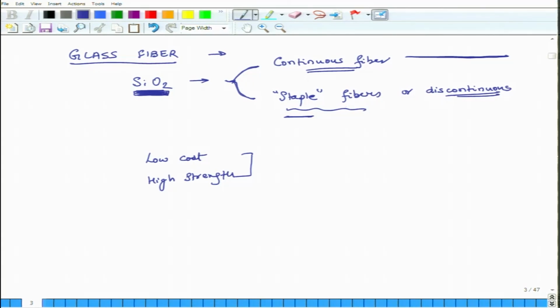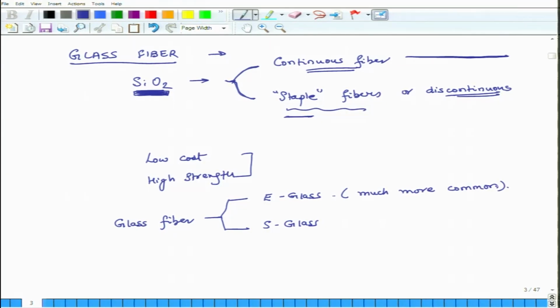Another way to look at is the type of glass, because this glass comes in different varieties. So, one is glass fiber in terms of varieties. Two, broadly speaking, two categories. There are other categories also, but one is the E glass and the other one is S glass. There are other categories also, C glass and D glass, but they are not that much used. But these are two very popular varieties, and amongst these two, E glass is much more common. It is produced in much larger volume and it is much more common.